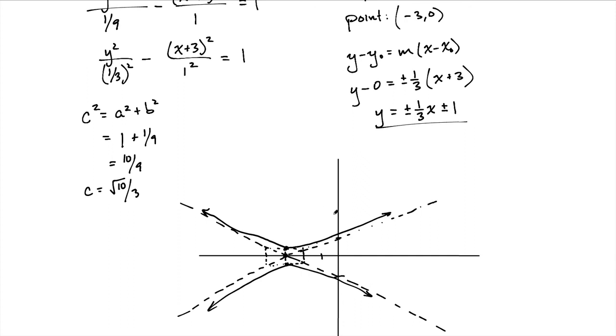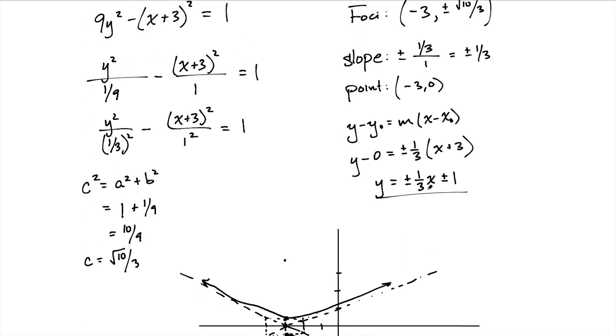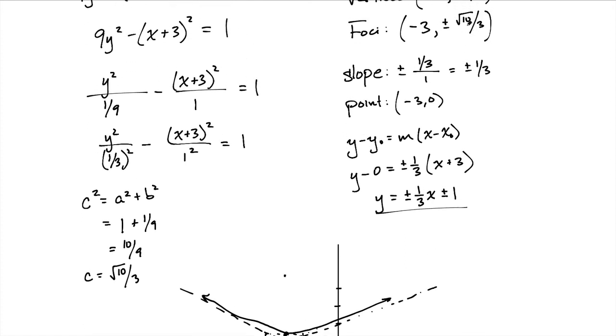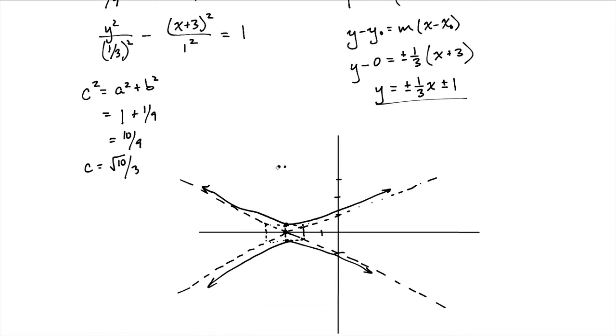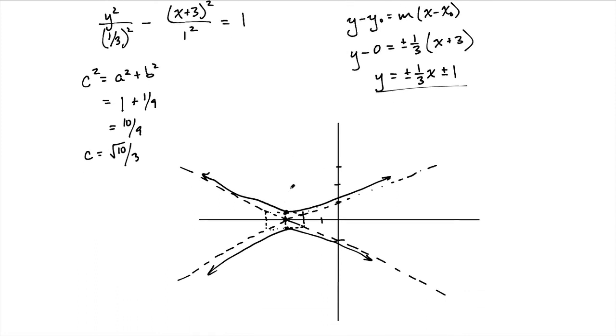And of course, we could draw the foci as well, which are pretty far away, plus or minus. Oh, actually, sorry, root 10 is a little bit bigger than 3, but that's divided by 3, so it's just a little bit bigger than 1. Not that far. And there's our hyperbola.